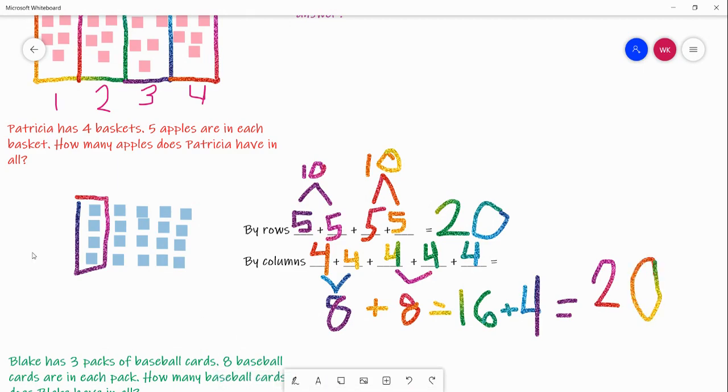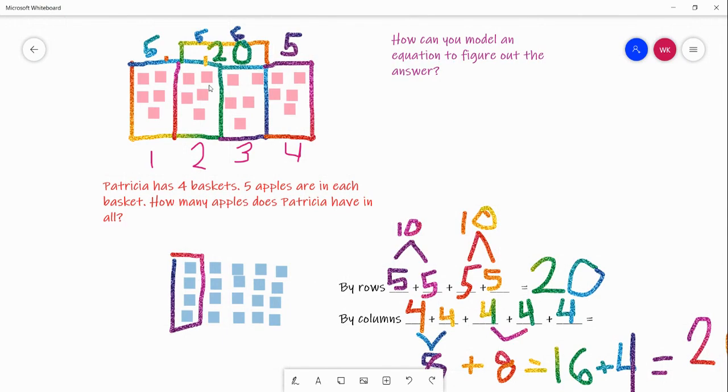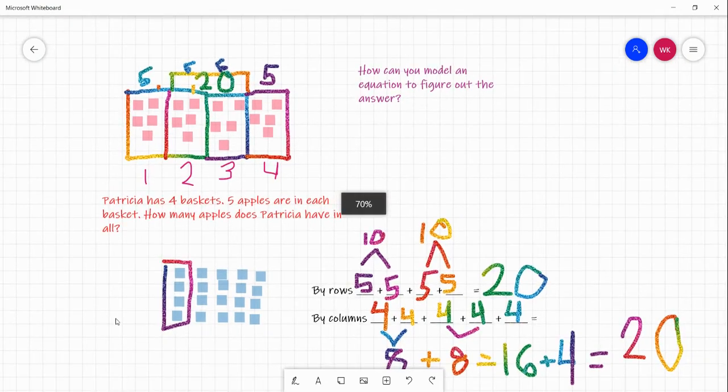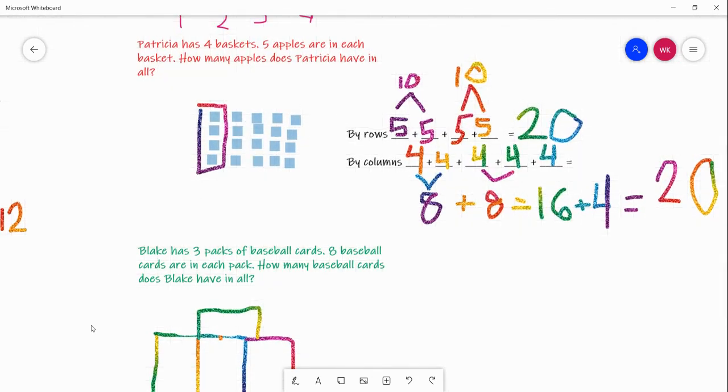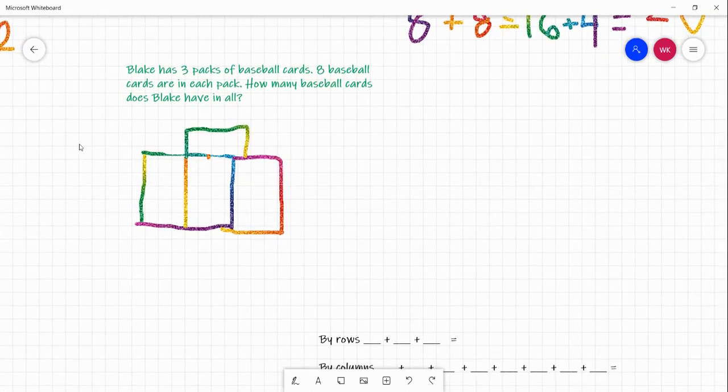So you can either use a bar diagram to help you figure these out, or you can use an array, or you can just count all the apples in the problem. Let's go ahead and do one more.